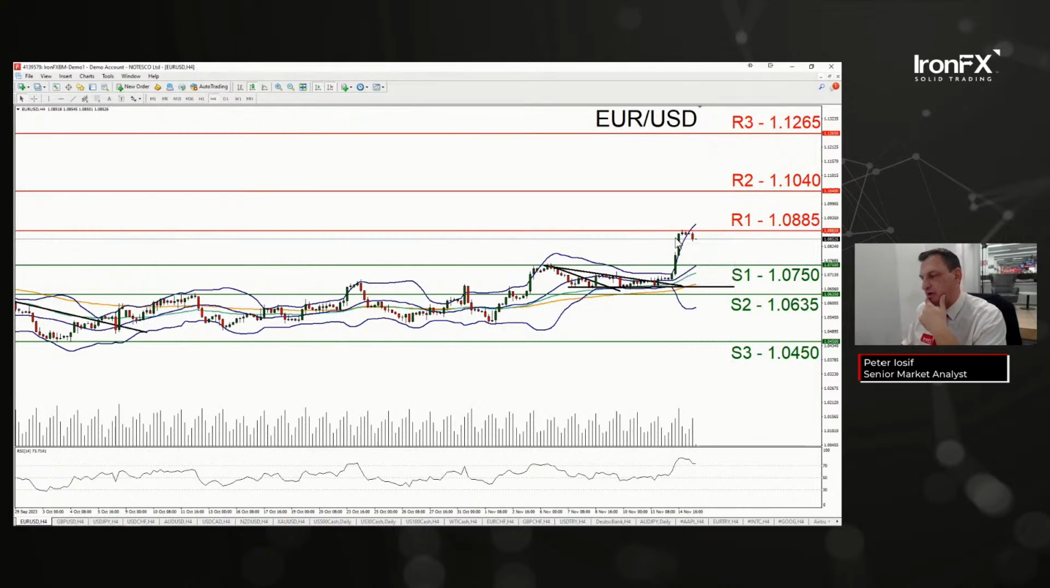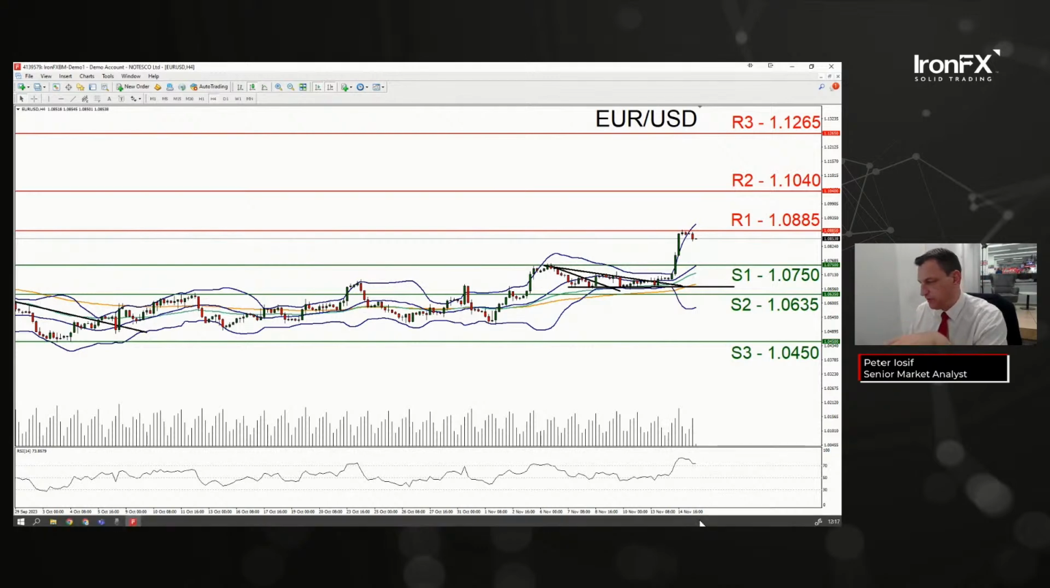Now, regarding direction, I would be noting here that we can see how the pair has hit the ceiling at the R1, 1.0885. However, the bullish sentiment remains despite the RSI indicator lowering a little bit. It's still above the reading of 70, which may imply that the bullish sentiment is still rather strong for the pair.